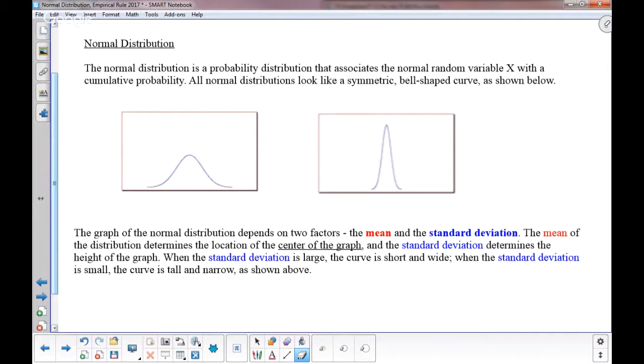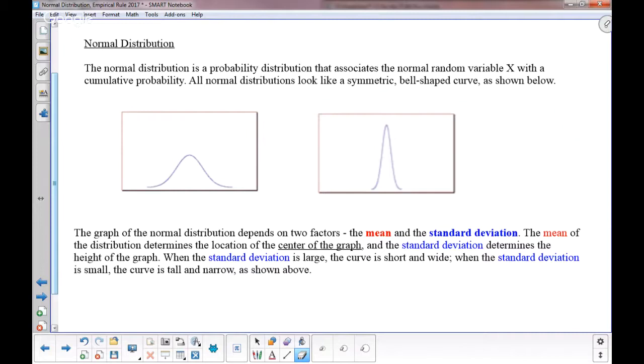Depending on how much data there is, you can get things like this one on the left, which is more of a standard normal, versus the one on the right here, which is a very compact normal, but it's still normal. The mean is still the middle. All right. So normal distribution is a probability distribution. It calculates probability and associates the normal random variable x with a cumulative probability. All normal distributions look like symmetric, bell-shaped curves. So we also call them the bell shape, and the reason is they look like a bell.